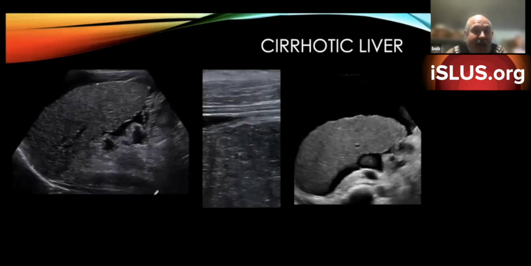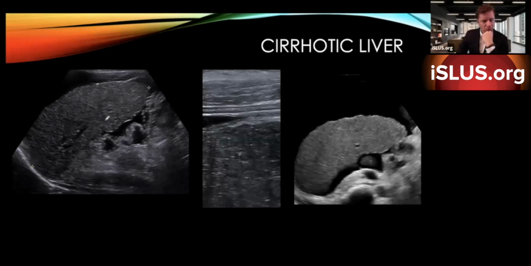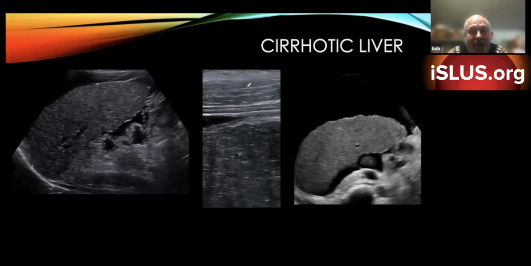And here's a cirrhotic liver. So now we have a really dense liver. We'll see the black is fluid. So this is ascites around these livers. Very, very dense.